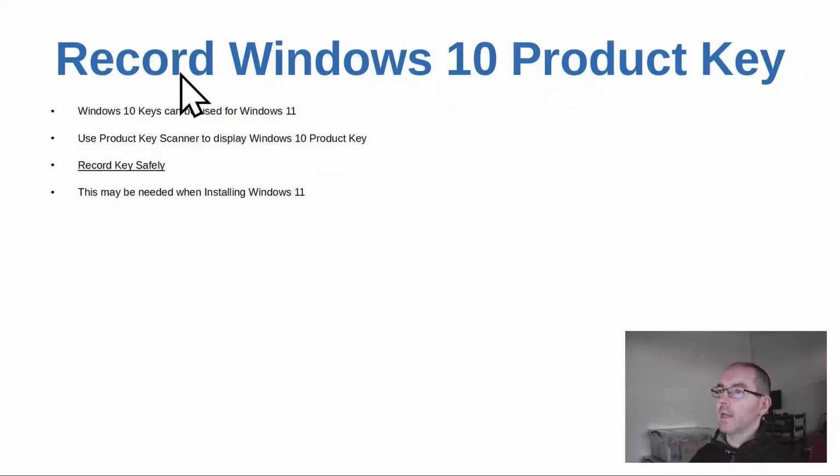Yeah, so you might have to record your Windows 10 product key. Your Windows 10 product key will be used for Windows 11. Use the product key scanner to display the Windows 10 product key and record it safely, because you might need it again in future. This may be needed when installing Windows 11. It might not be needed because Windows 11 might be able to pick it up from the BIOS if it's saved in the BIOS, but if it's not saved in the BIOS, then you'll need to record your Windows 10 product key safely. And I'm going to show you how to scan for your Windows product key now.